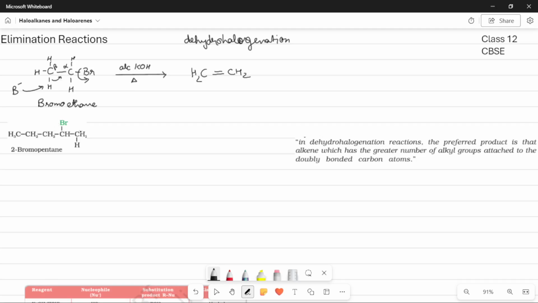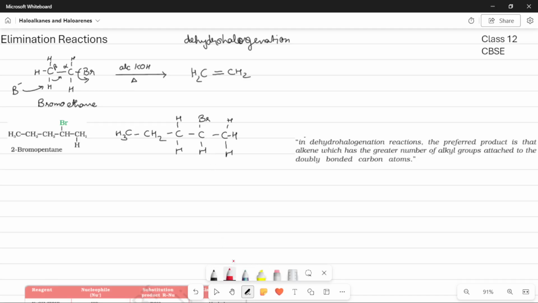But when you have multiple carbon atoms attached, so here what's happening is, let's take this bromopentane. Okay, you have CH3, CH2, CH2, then you have CHBr, and then you have CH3, right? So this is our 2-bromopentane.